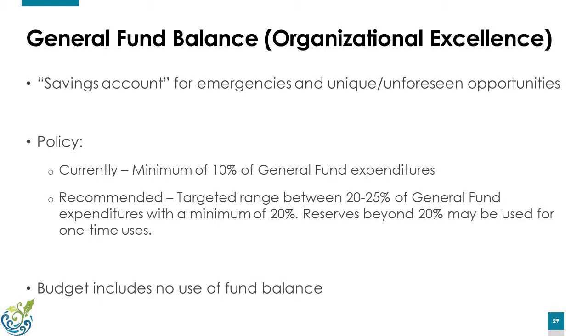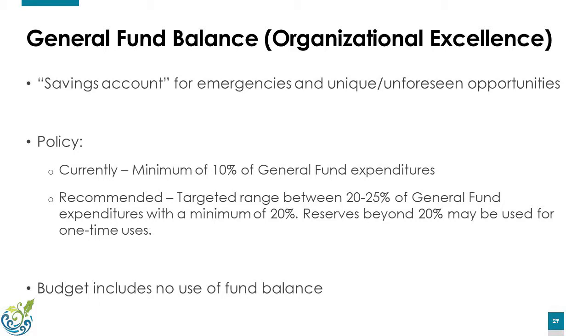And what I'd like to recommend to you tonight is a targeted range between 20 and 25% of general fund expenditures with a minimum of 20%. Any reserves beyond 20% may be used for one-time uses. And as a reference point, the actual fund balance level as of June 30, 2018 was 21%. So you're right in that window.